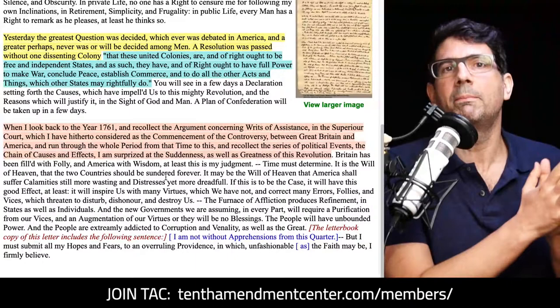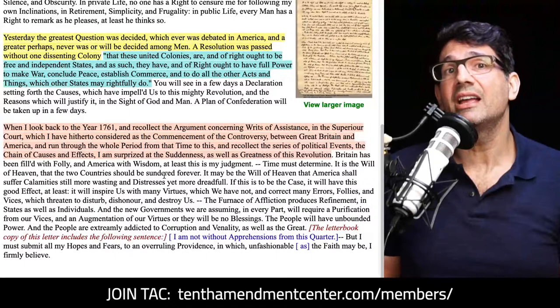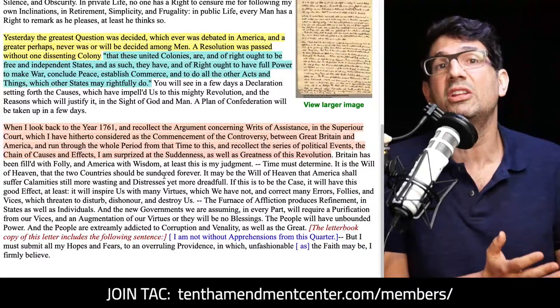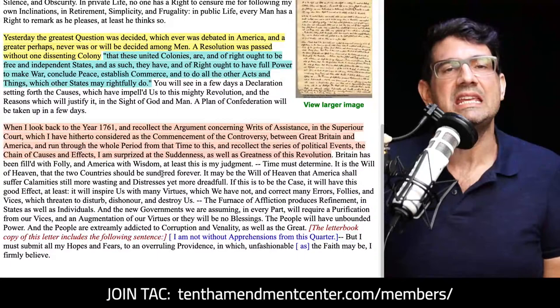We know that years later, Adams wrote to Hezekiah Niles, 1818, I think, and he talked about how the revolution wasn't the war. The revolution, he said, happened years before the war commenced. It was a change in the minds, the hearts, the political, religious sentiments of the people, their relationship between them and their government. That was what he called the real American Revolution.